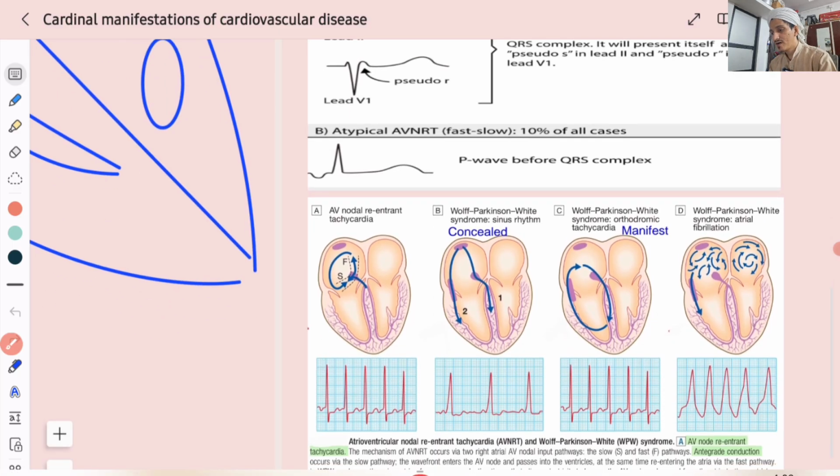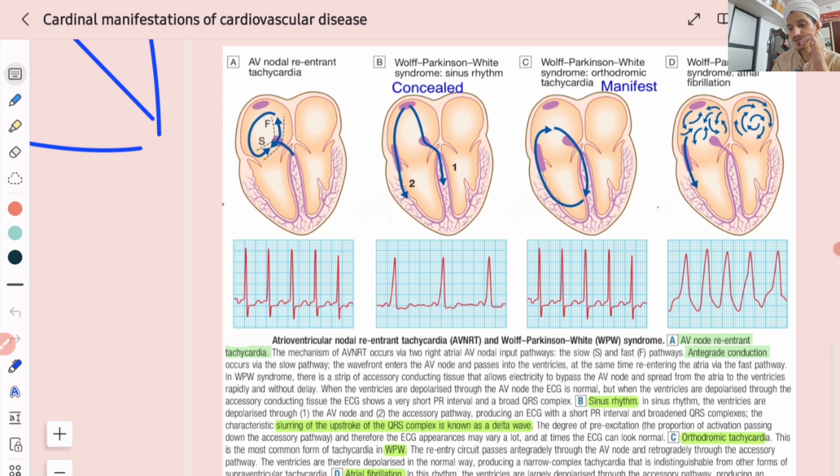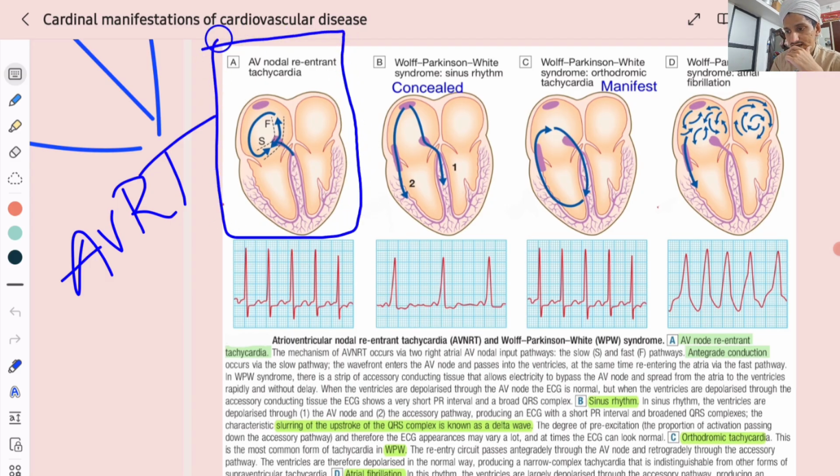Now this is an example of WPW AVRT. This whole chart is describing AVRT with accessory pathway, except this one. This is AV nodal reentrant tachycardia. So the circuit is in the AV node only. See, there is a fast pathway here, and here there is a slow pathway, that will generate a circuit. Okay, so that will cause, see here, this is supraventricular AVNRT.